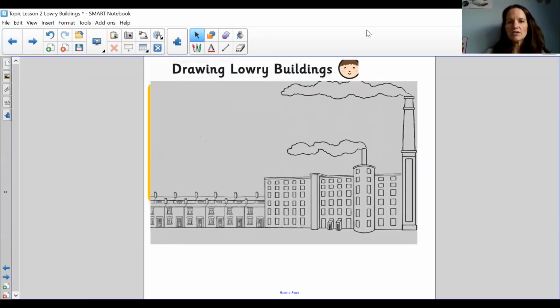So I hope that you have enjoyed looking at Lowry and a different type of artist compared to Renoir, which we did last term, looking at his painting of the rainbow. And we're looking at different techniques by different artists.